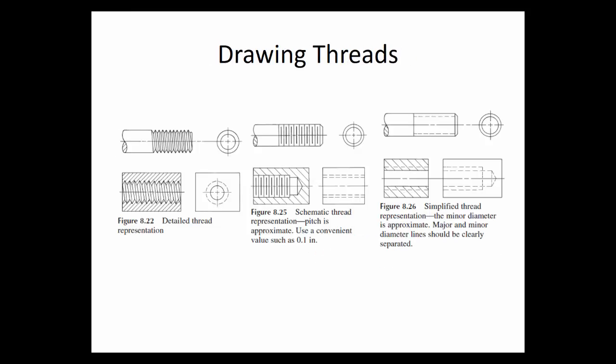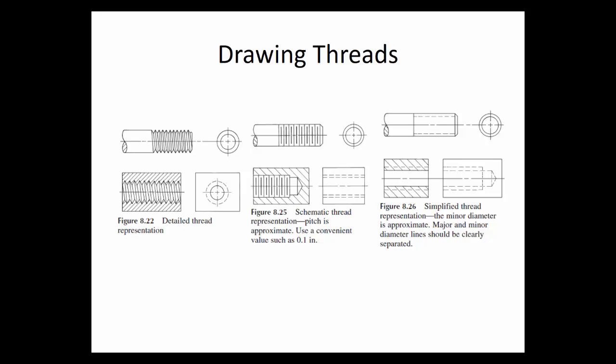You might see threads represented on drawings using either of these three methods: detailed, schematic, or simplified. Notice the differences and similarities between them. Simplified is the most common and desired method to represent threads. It is critical that you understand the thread symbol must be shown on your drawing.